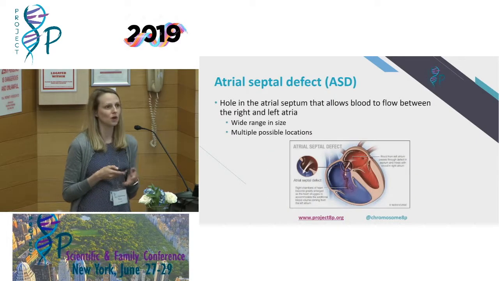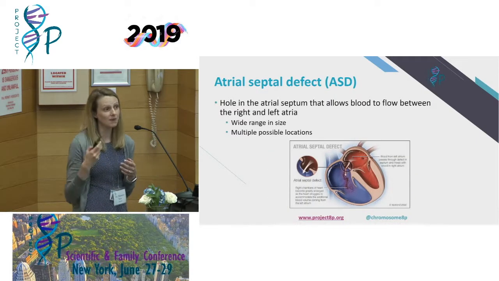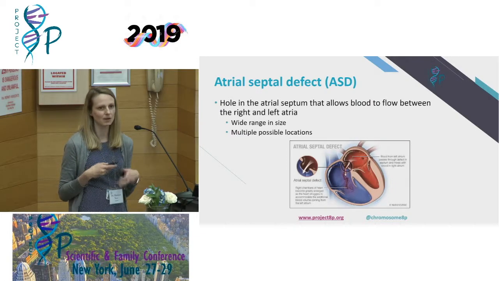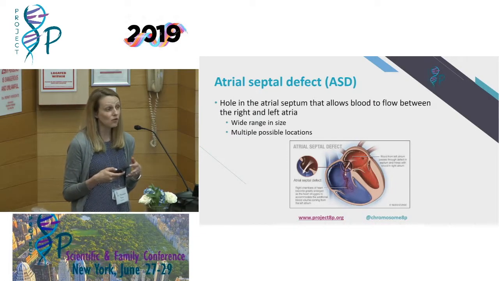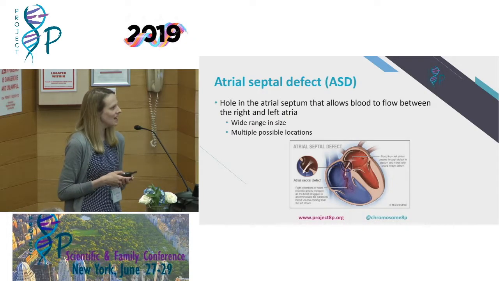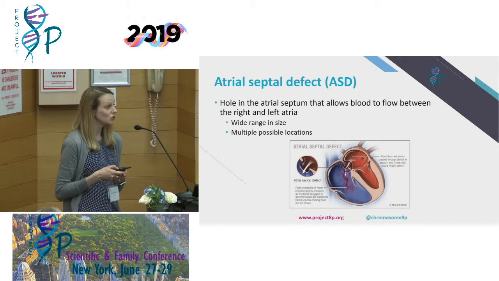So I'm just going to go through a couple of the lesions that we saw most commonly in the 8P database and just explain a little bit about what it is and what we look for in each of these disorders in terms of whether we need to do something about it or not. So the first thing I'm going to talk about is an atrial septal defect.